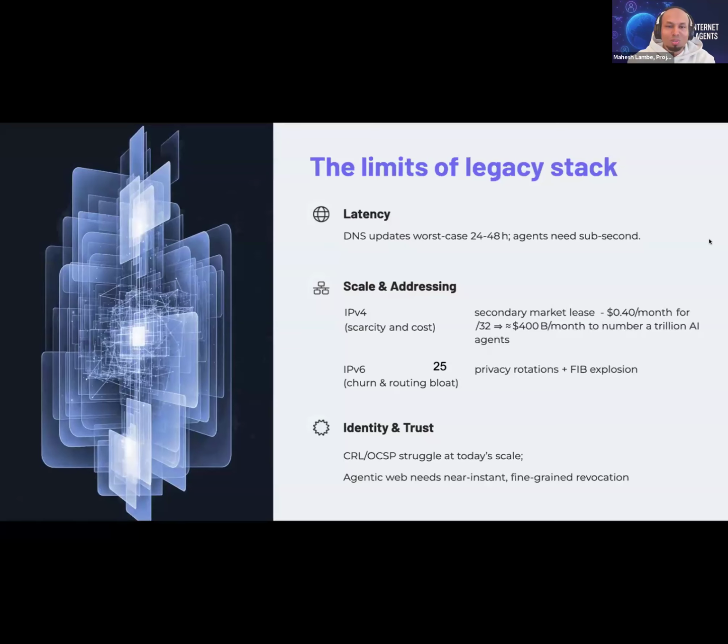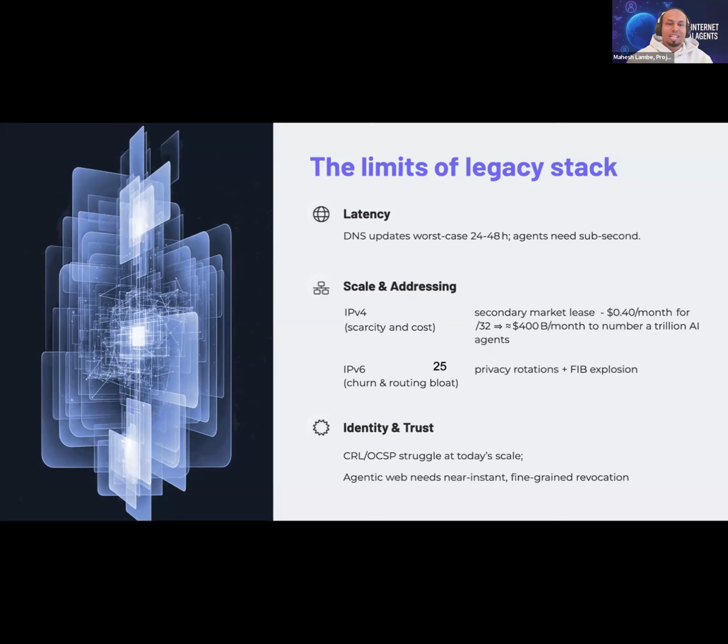So we do have limits of the legacy stack. Let's start with DNS latency itself. In the best case, large providers can propagate DNS updates in seconds, but in the worst case, consumer ISPs may cache aggressively or ignore low TTLs, dragging full propagation to 24 to 48 hours. That's far too slow for agents that migrate or spin up in milliseconds.